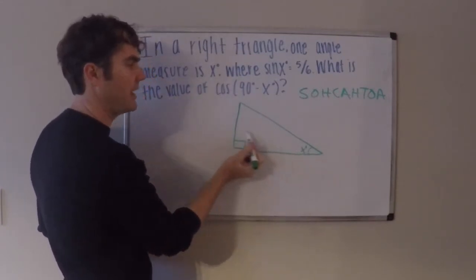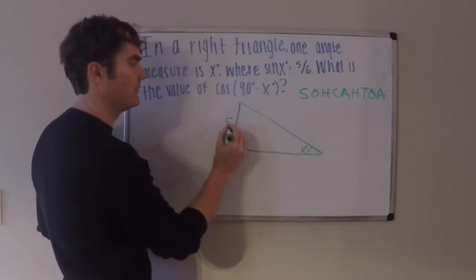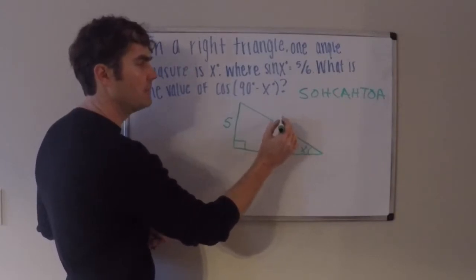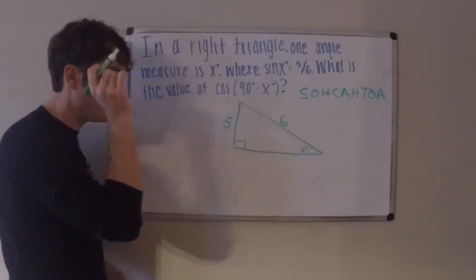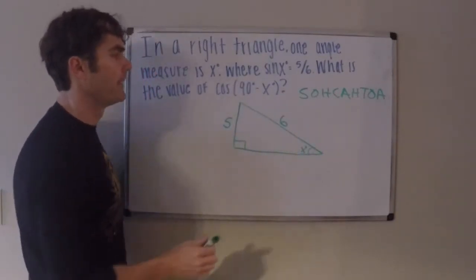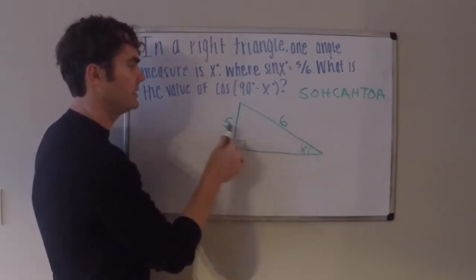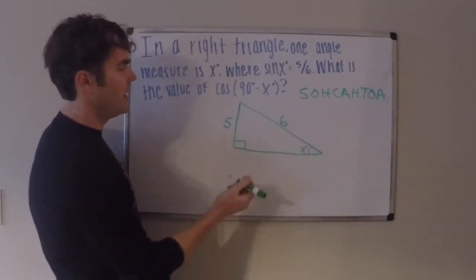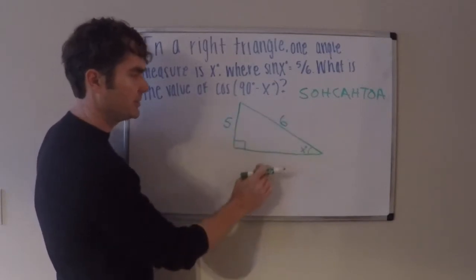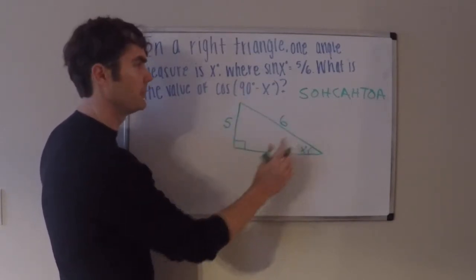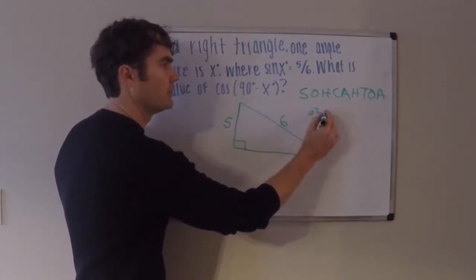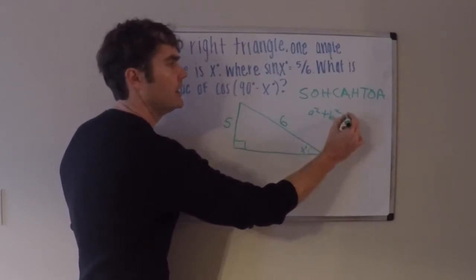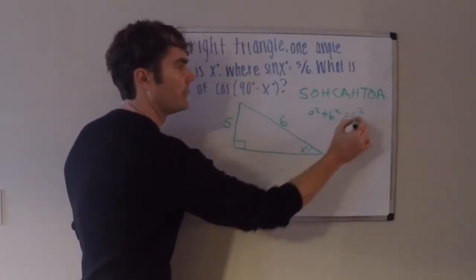So opposite of x is this side. We've got 5, and the hypotenuse is always the biggest side, so that's 6 right there. Now, we have sine of x is 5/6. We could use the Pythagorean theorem to find this other side here. You remember that's a squared plus b squared equals c squared.